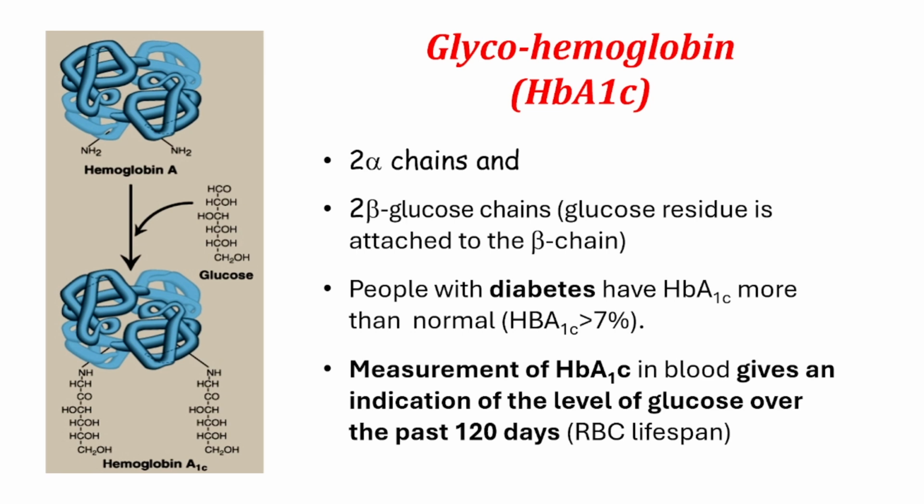Because this HbA1c gives us a measure of the level of your glucose 3 months ago. Why 3 months ago? Because the lifespan of RBC is 3 months, 120 days. So I can have the history of my patient 3 months ago. I know that 3 months ago he developed diabetes. Do you have a question?